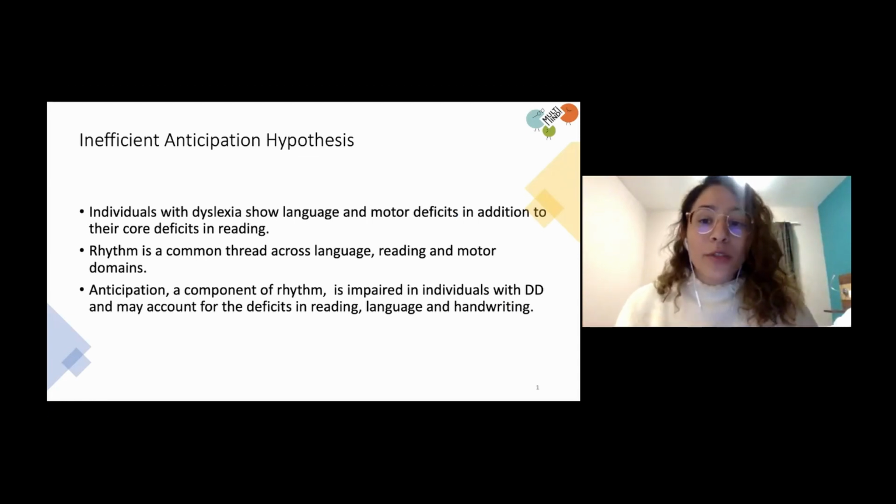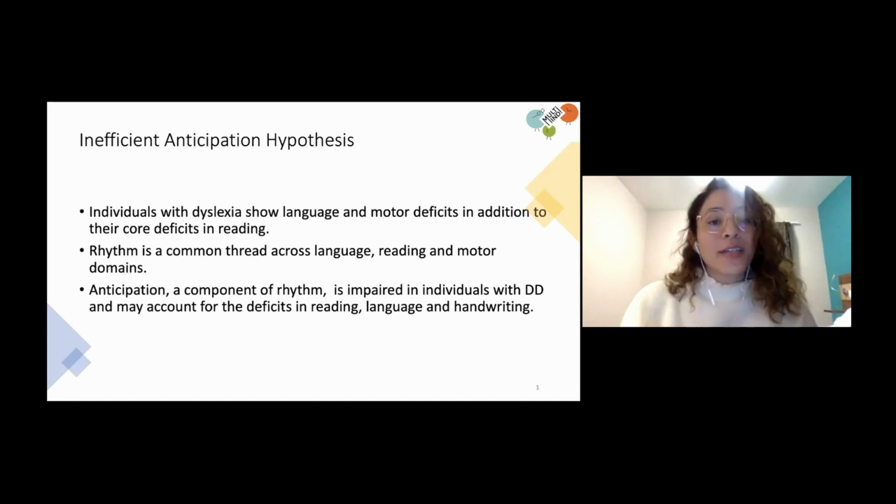that individuals with dyslexia usually present with difficulties that go beyond their reading difficulties. So they usually present with difficulties not only in reading, but they also show difficulties in the domains of language and motor control. The idea is that we think that motor control, reading, and language are all domains that unfold on time. They all involve some kind of structural regularity, and we think that they are all underlined by a common factor, which is rhythm, and particularly anticipation.